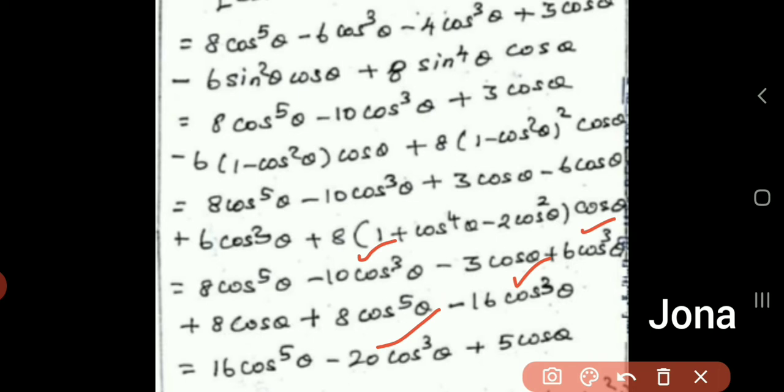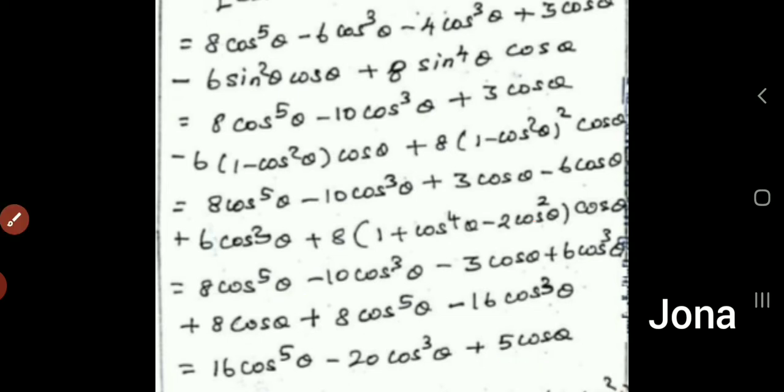And cos^5 here one term is there, and here cos^5 terms are there. So 16 cos^5 θ minus 20 cos^3 θ is there, and then remaining thing we have that minus 3 and plus 8. So it becomes plus 5 cos θ. So which is the required answer?